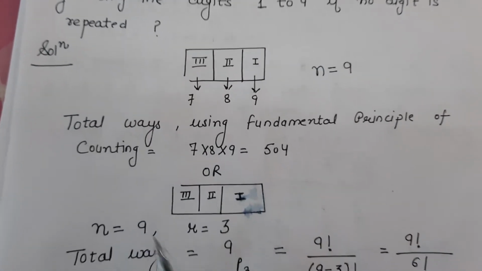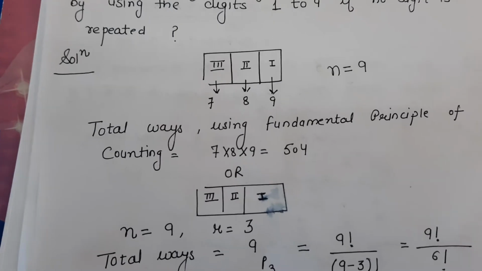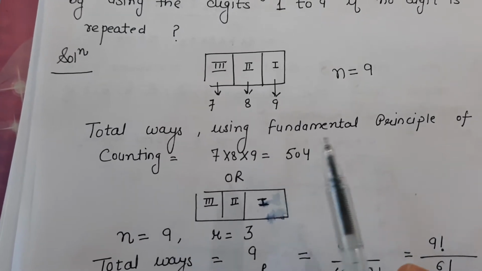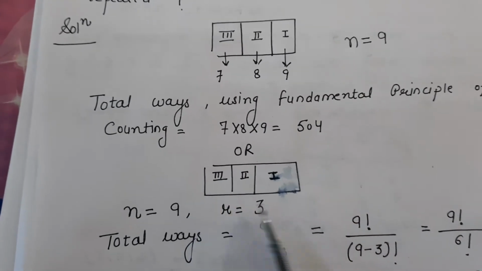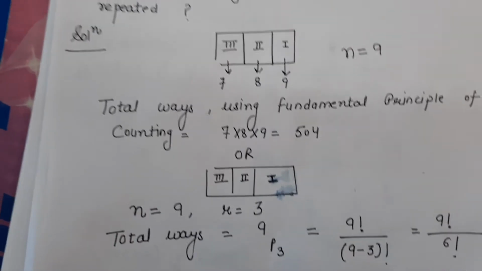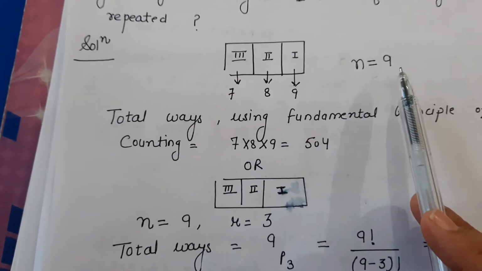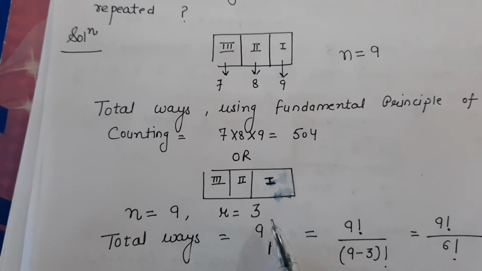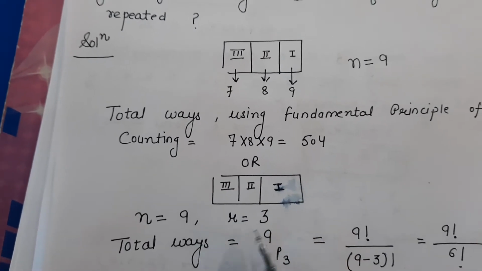Also you can do this question by applying permutation. It's your choice which method, whatever method you like, you can apply that method. Now you have to make a 3-digit number. So first of all make 3 blocks. Now the digits available are 1 to 9. So the total available are 9. The repetition is not allowed and you have to form a 3-digit number. That means you have to choose 3.